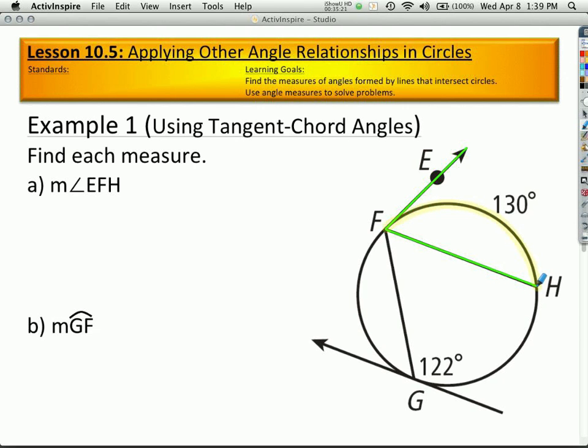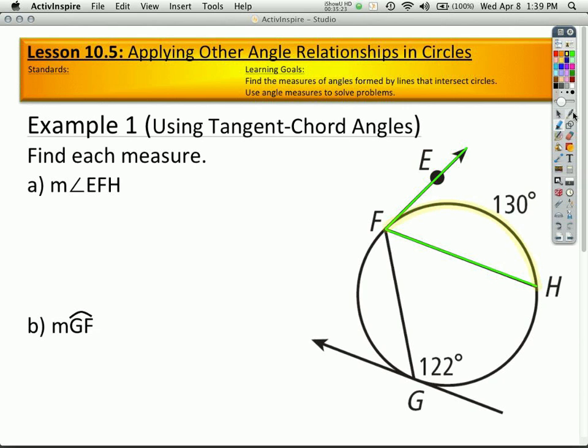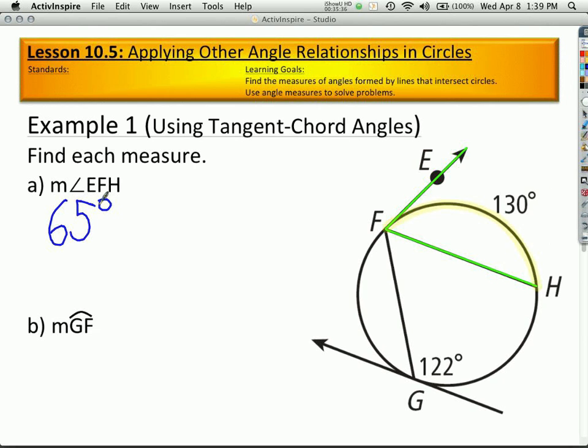So that's pretty simple. What will the measure of the angle be? Sebastian? 65 degrees. So there was nothing complex there. It was just straight use of the theorem. The measure of the angle will be half the measure of the arc. Any questions about that?